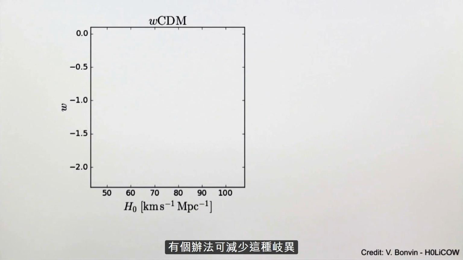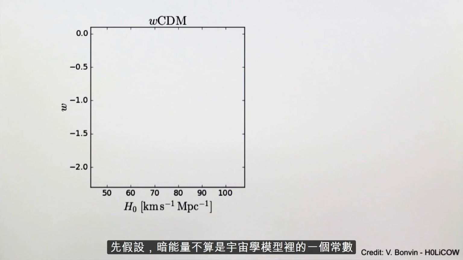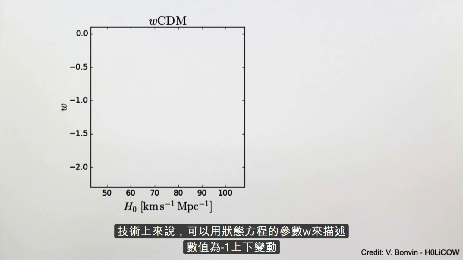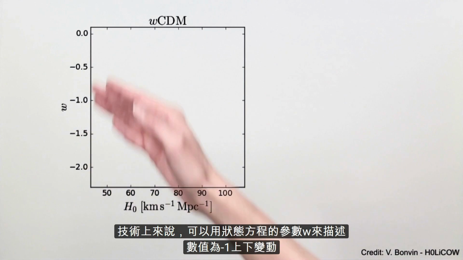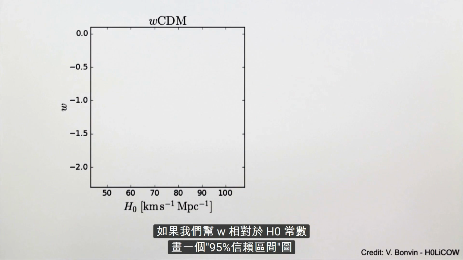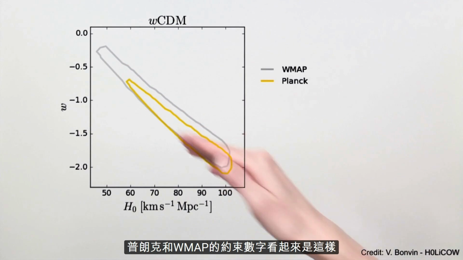One possible way to reduce this tension is to relax our assumptions on the cosmological model. Let's assume for an instant that the dark energy is something else than a cosmological constant, and that, technically speaking, it is described by an equation of state W different from -1. Now, if we plot the 95% credible region in the W versus H0 parameter plane, the constraints from Planck and WMAP will look like this.